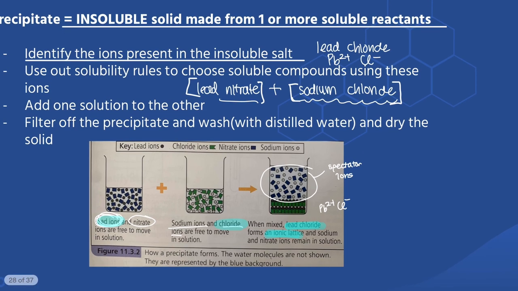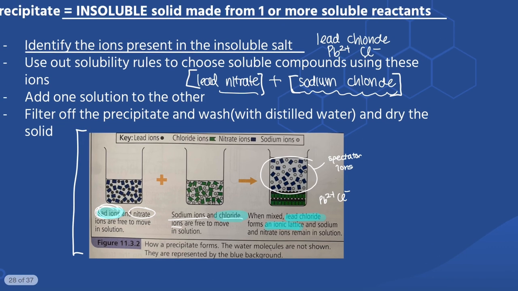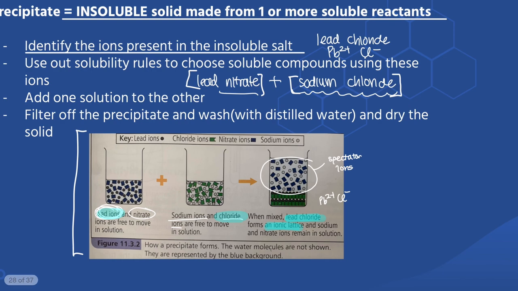And basically it's going to form lead chloride. It's going to form an ionic lattice of lead chloride, and the sodium and nitrate ions will remain in solution. This is a good diagram. Then we're going to filter off the precipitate and wash it and dry off the solid.